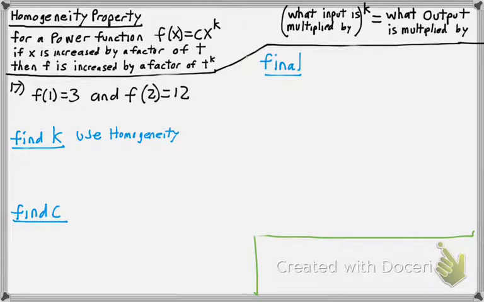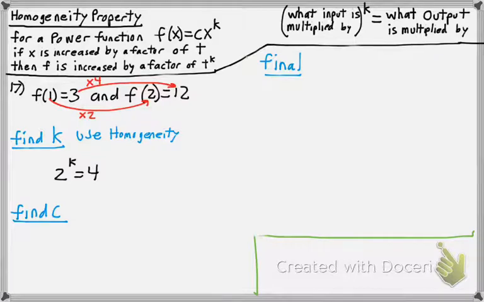So if we look at the 2 points, if we look at the input to get from 1 to 2, you need to multiply by 2. To get from 3 to 12, you need to multiply by 4. So I can use that with the homogeneity property. So that means if the input is increased by 2, and I raised that to the k, then that's going to be equal to 4.